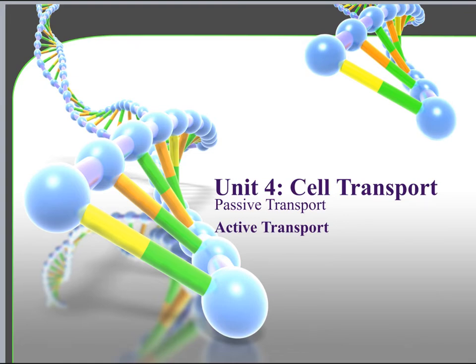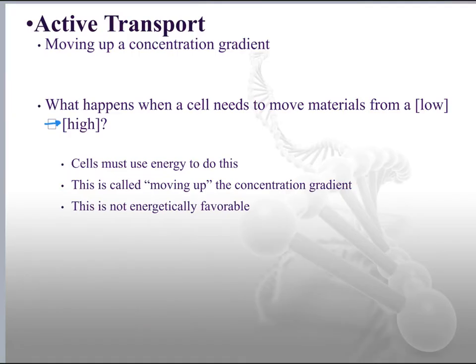This lesson is on the second part of section 5.2, which is active transport. So, in the previous video, the question was, what happens when we need to move materials from a high to a low concentration? And that happened naturally. The cell didn't have to expend any energy to make that happen.